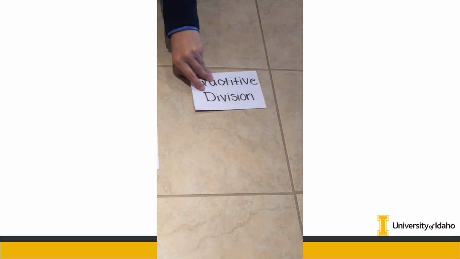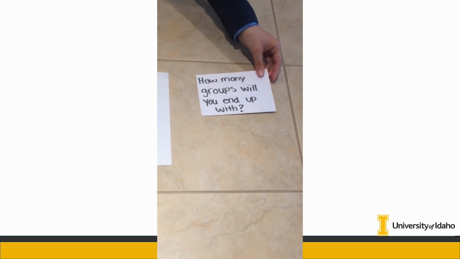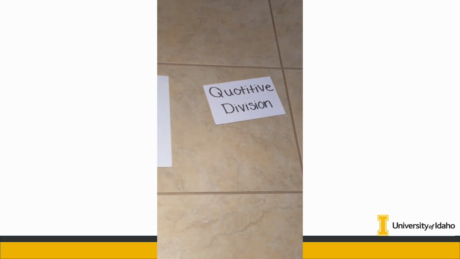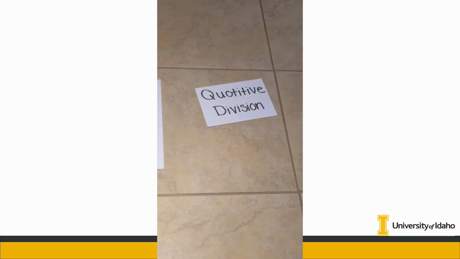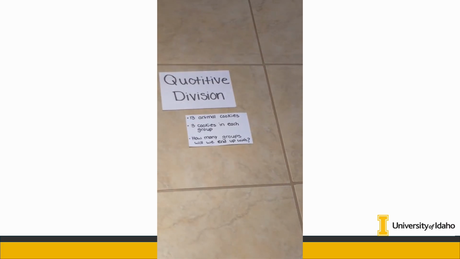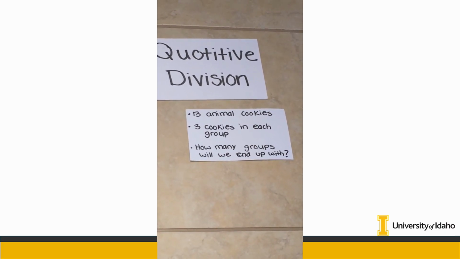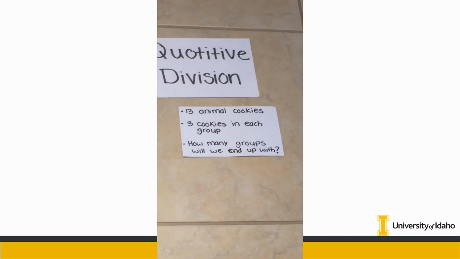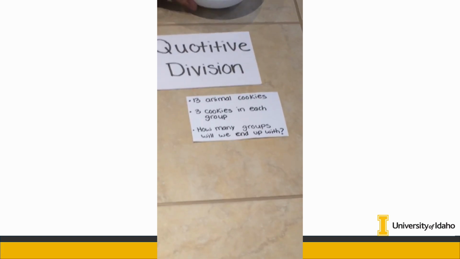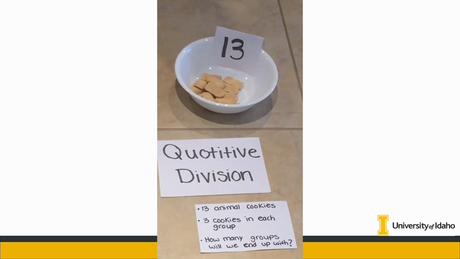And remember, quotative division is when we know how many items are in each group, but we are figuring out how many groups we will end up with. So for our next example, we are going to be using 13 animal cookies. And we know that there will be 3 cookies in each group, so we need to figure out how many groups we will end up with. So I'm going to lay out here are my 13 animal cookies.